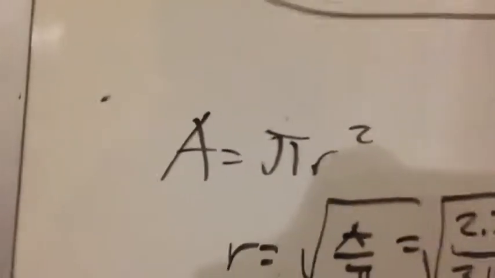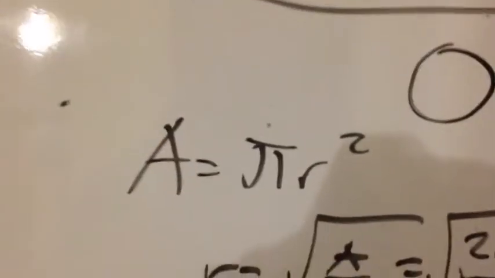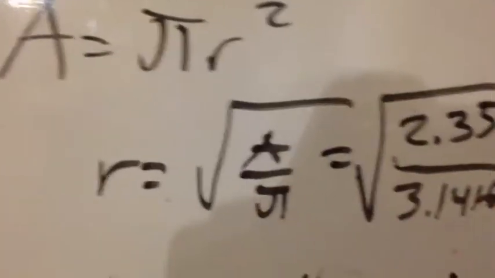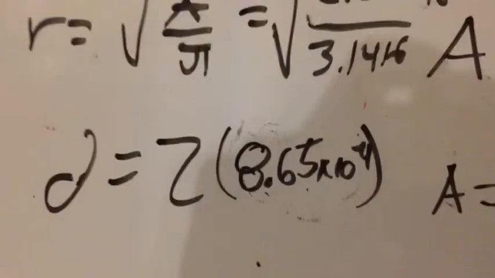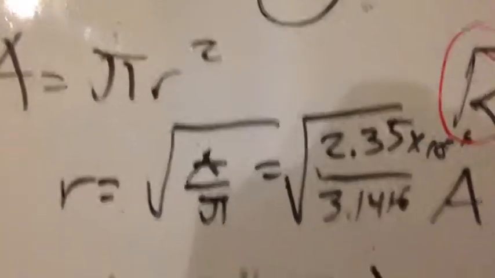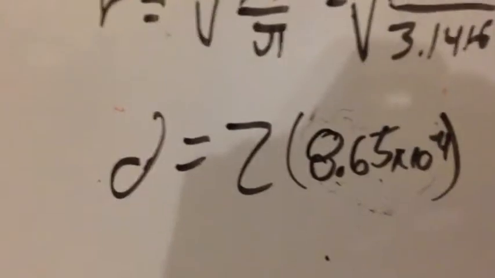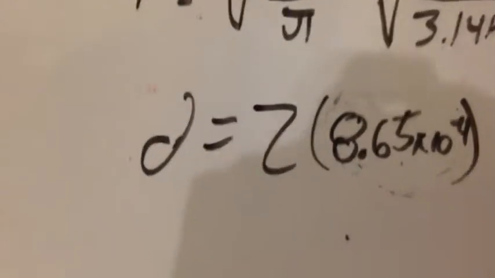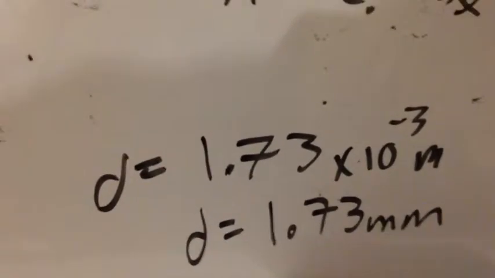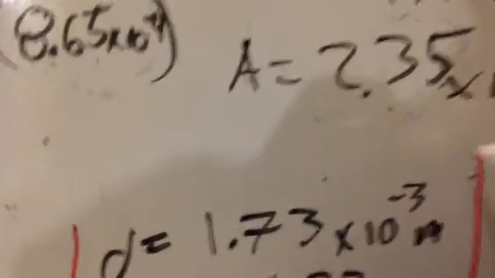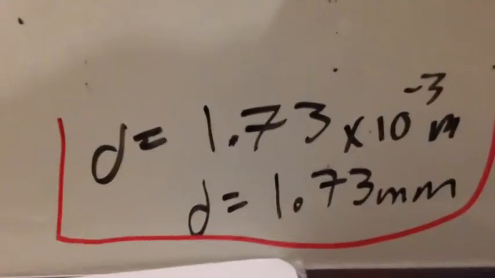The area of the circle is pi times the radius squared. So we just solve for r, and we substitute the values, and this should give us the radius, which we will multiply by 2 because the diameter, we have to remember, is 2 times the radius. And this should give us a value of 1.73 × 10^-3 meters, which would be the same as 1.73 millimeters.